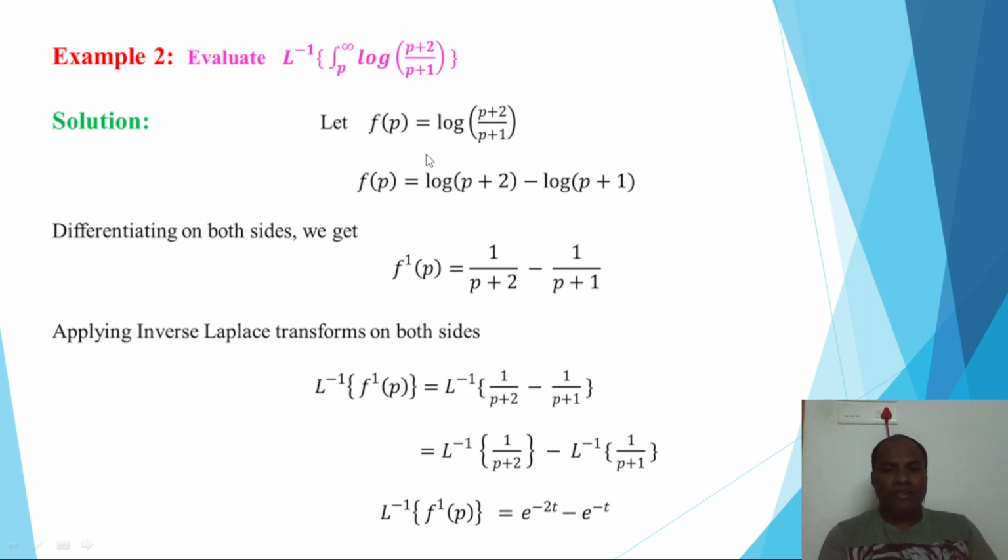Okay, we differentiate this on both sides. F dash p is 1 by p plus 2 from log of p plus 2, minus 1 by p plus 1 from log of p plus 1. Then we apply inverse Laplace transforms on both sides. L inverse f dash p is equal to L inverse of 1 by p plus 2 minus L inverse of 1 by p plus 1. We know the formulas of inverse Laplace transforms: L inverse of 1 by p plus 2 is equal to e power minus 2t, and also L inverse of 1 by p plus 1 is e power minus t. Therefore, here first we find L inverse f dash p.